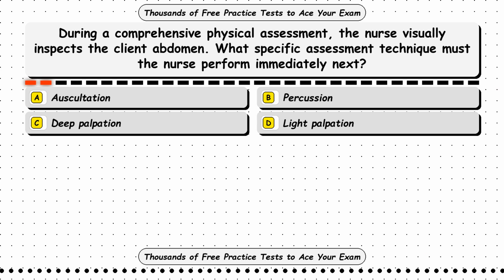Question 70. During a comprehensive physical assessment, the nurse visually inspects the client's abdomen. What specific assessment technique must the nurse perform immediately next? Option A, auscultation. Option B, percussion. Option C, deep palpation. Option D, light palpation.